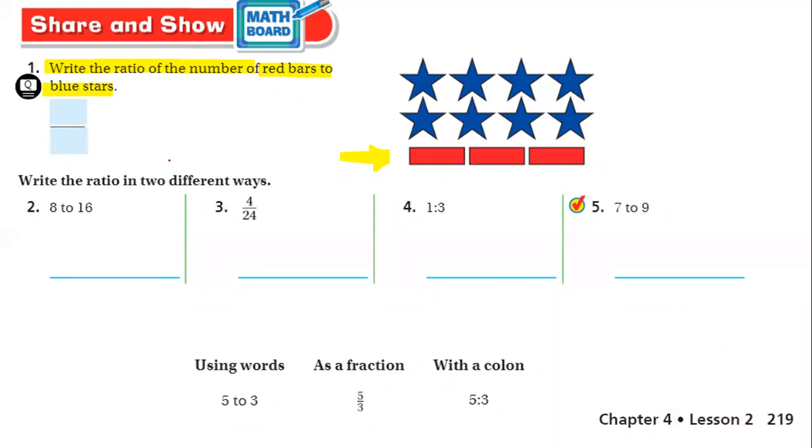Okay, I'm going to write your answer here outside. You said 8 to 3, right? Let's read the question again. Write the ratio of the number of what? Red bars. So the first term is red bars. And the second term, is it 3 to 8?